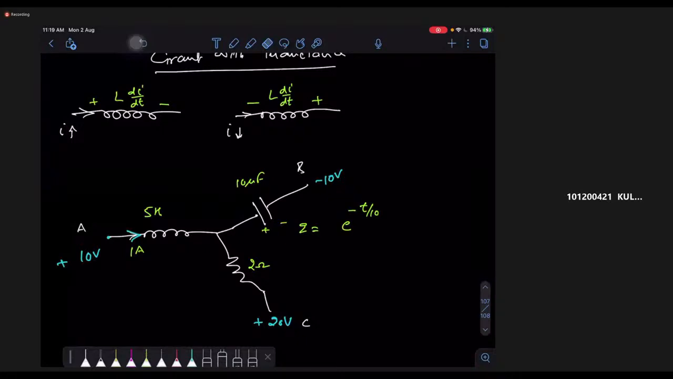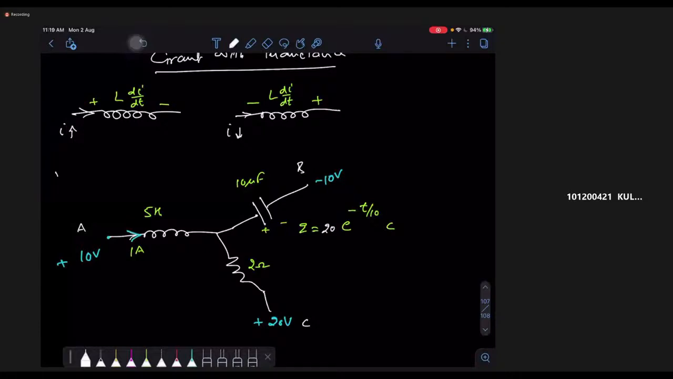Not 10, take it here as a 2. That is going to be my 2 coulombs. 2 e raised to the power minus t by 10. No, not 2. Let's take it here as 20 only. 20, that's my charge on the capacitor. Right?